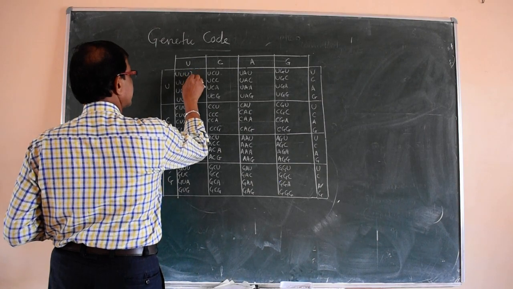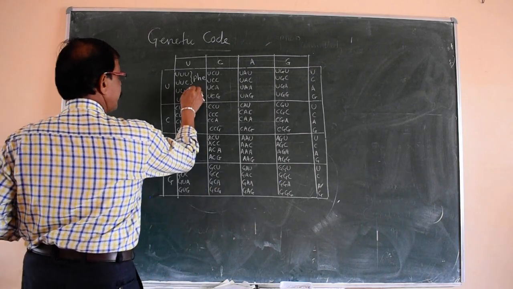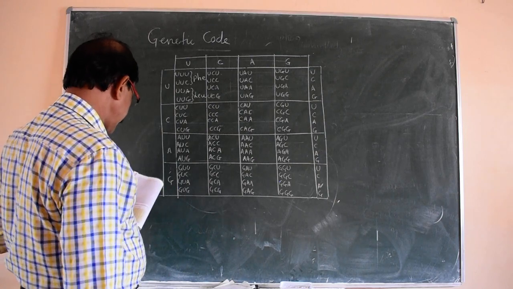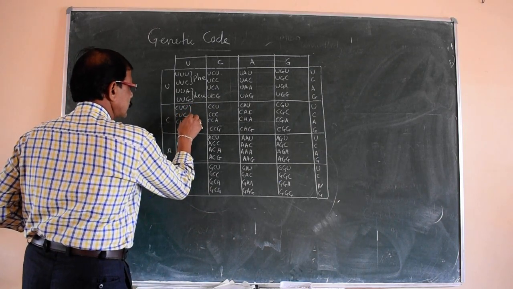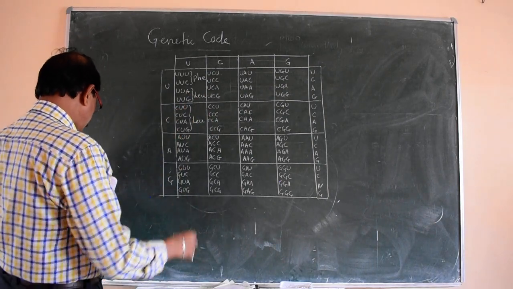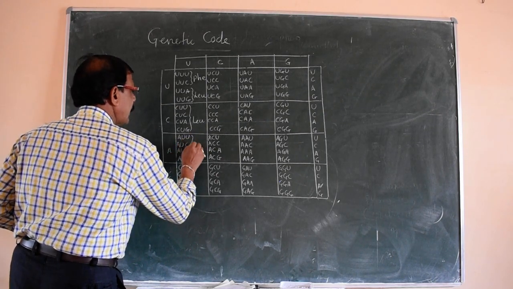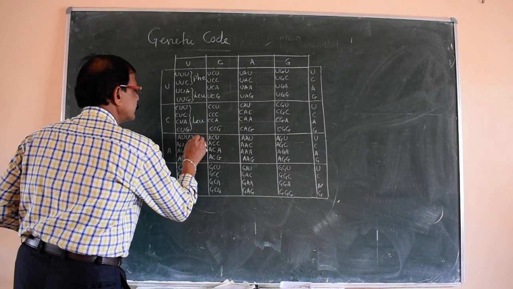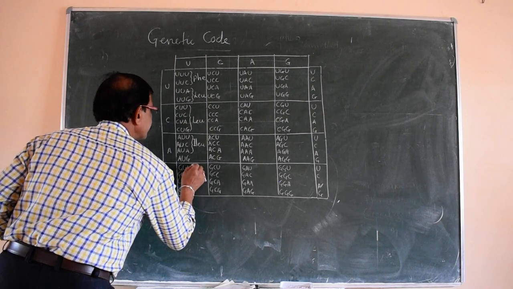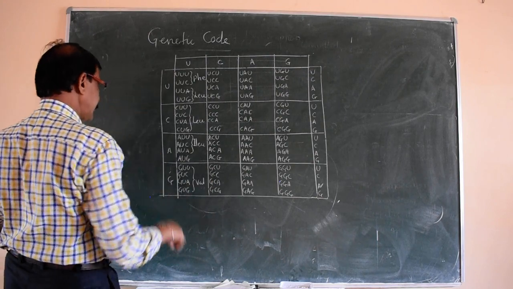It is given in the book also. See, this is PHE, phenylalanine, and the next group is called leucine, LEU. This entire group is also leucine. LEU means leucine. Then this group of three is AUU, AUC and AUA, and it is isoleucine. And then the next all three values come as VAL.